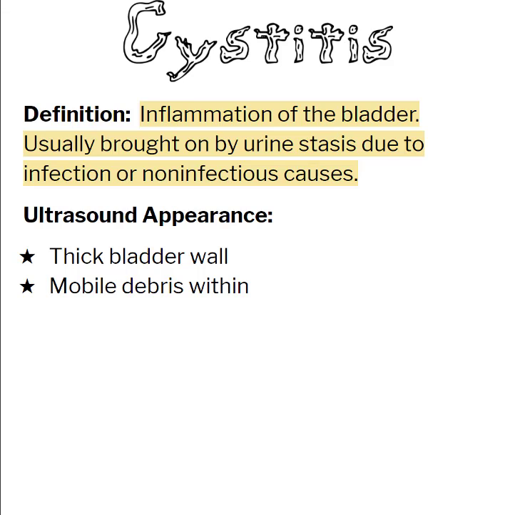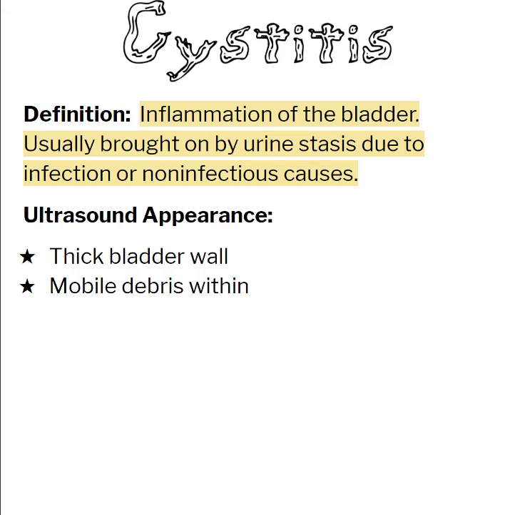Now, on ultrasound, we expect to see a thick bladder wall. Despite the bladder actually being relatively full, it's still going to have a pretty thick wall. Anything over 6 millimeters, deflated or completely full, is considered thick for the bladder. And then oftentimes we will also see mobile debris.